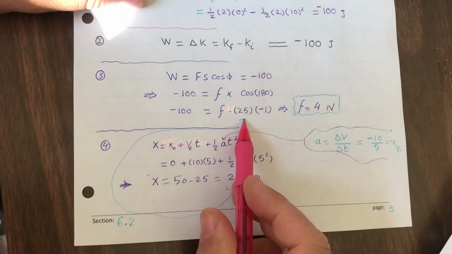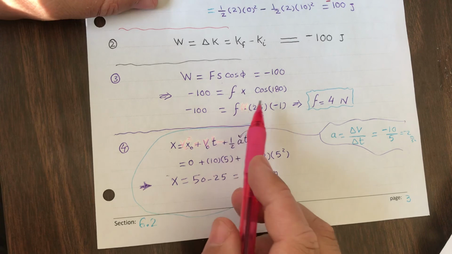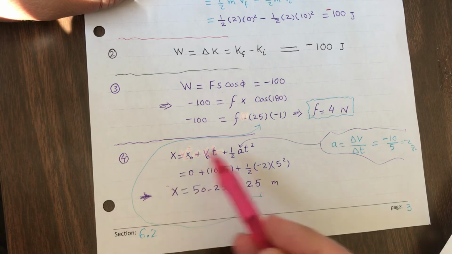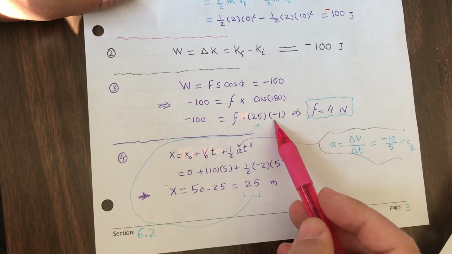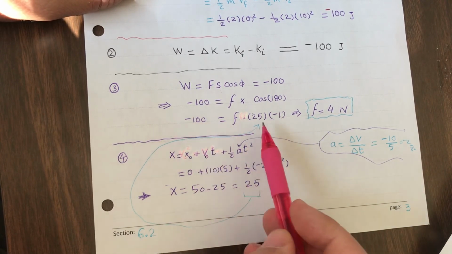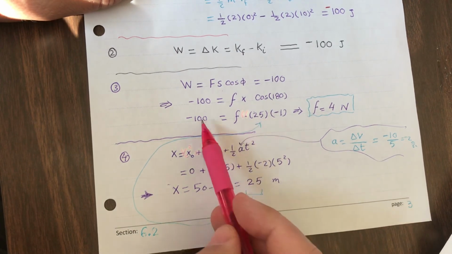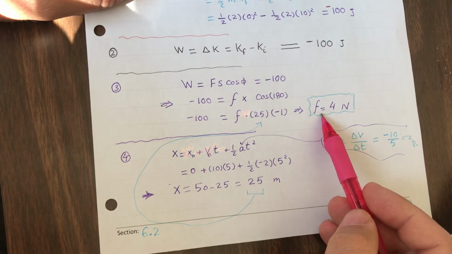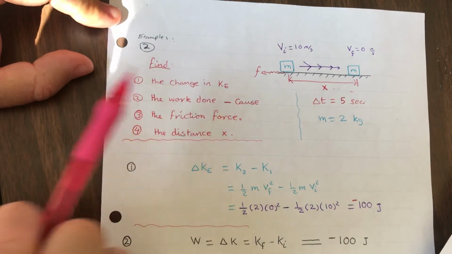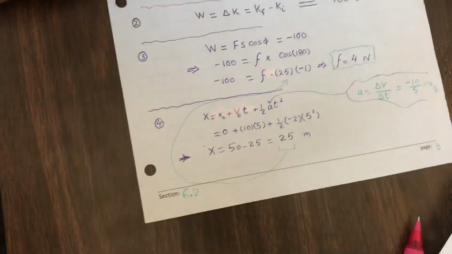We can use it in the previous equation. The work is negative 100. The friction force is unknown. X is known now. We computed it in the previous requirement, which is 25, and cosine 180 is negative 1. So we have negative, which will be positive. We have 25 multiplied by f is equal to 100. Then f is equal to 4. 4 multiplied by 25 is 100. Then the friction force is 4 newtons. So we can now use the work and the kinetic energy to find the properties of our system. Try to do these examples alone, and good luck.